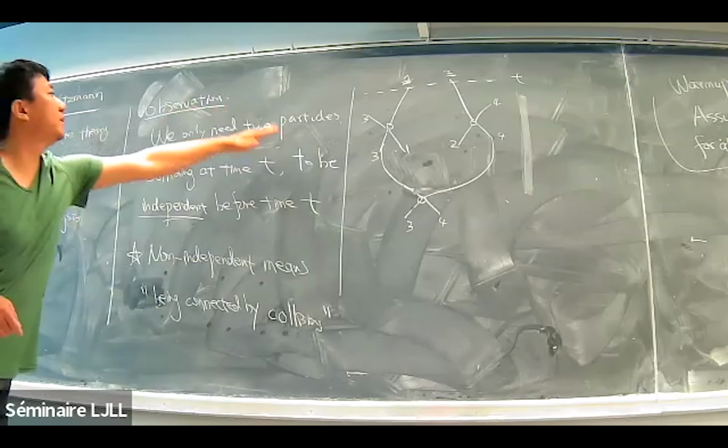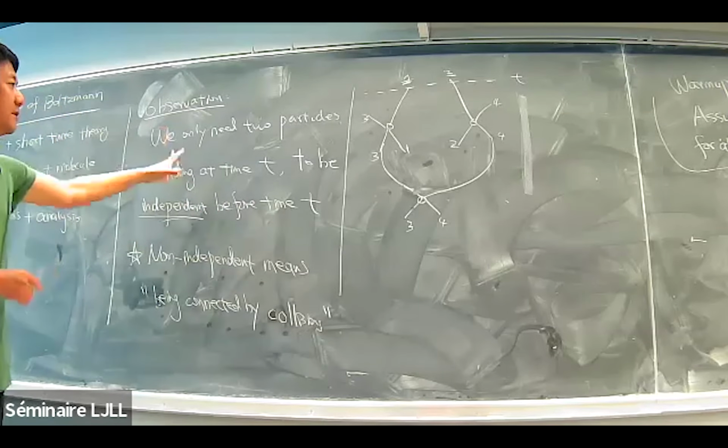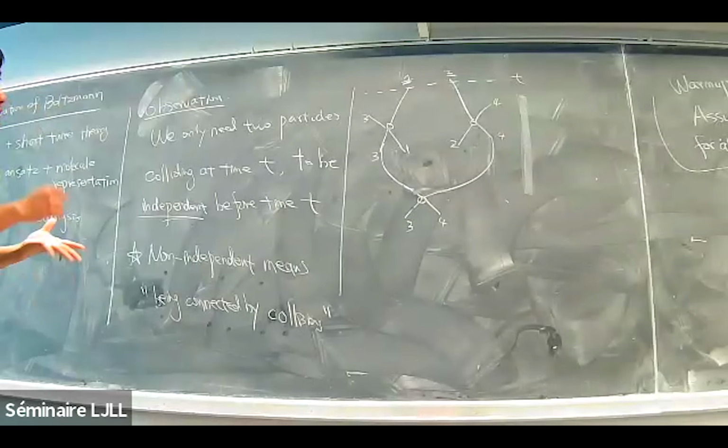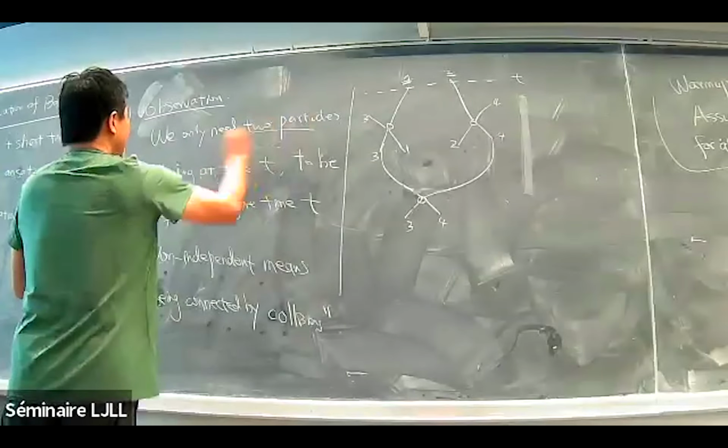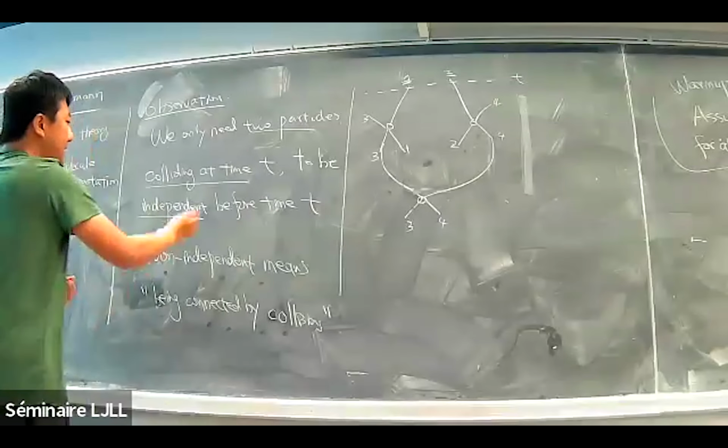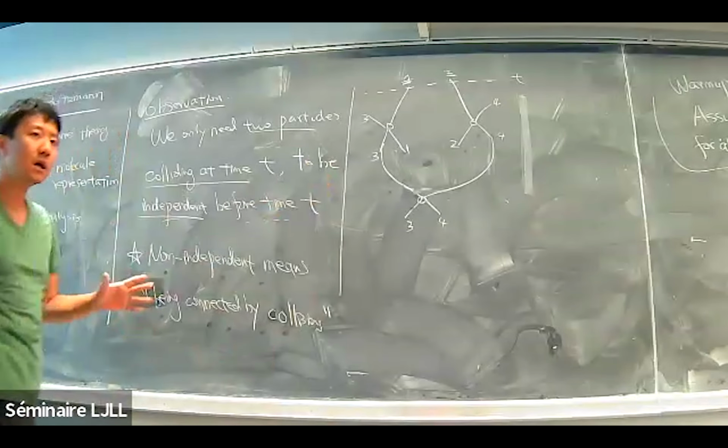Okay, so now let's put these together. What is the thing that we want to eliminate? What is the thing that we don't want to see? The bad thing is when you have 2 particles, they collide at time t, but they are not independent before time t.